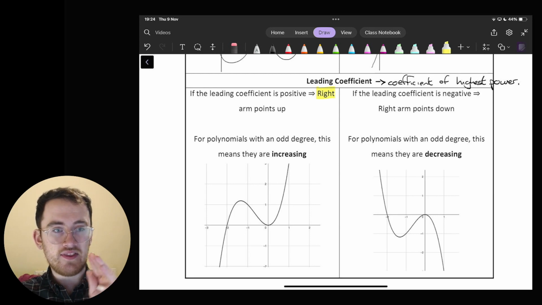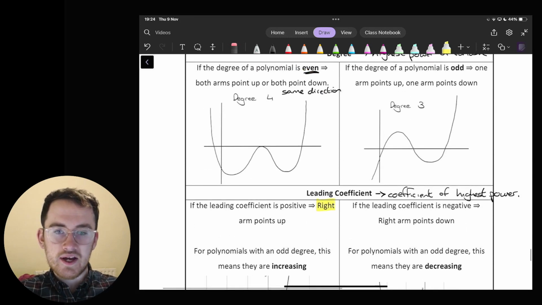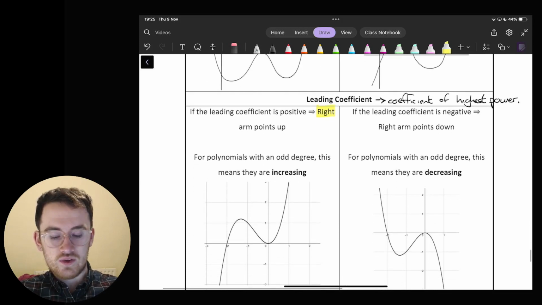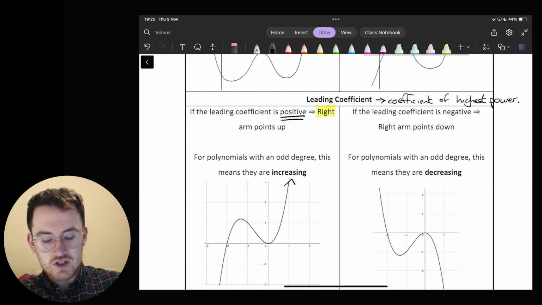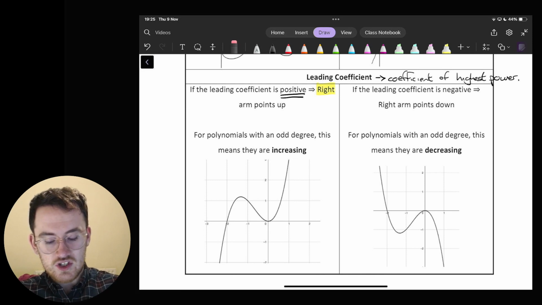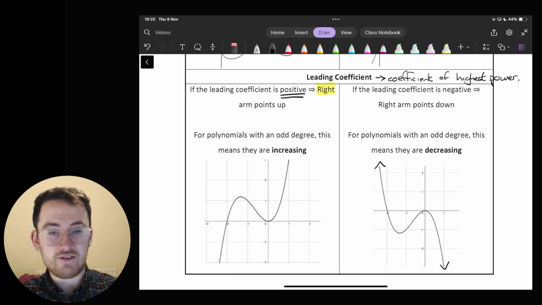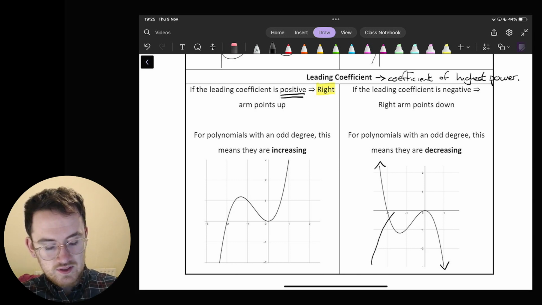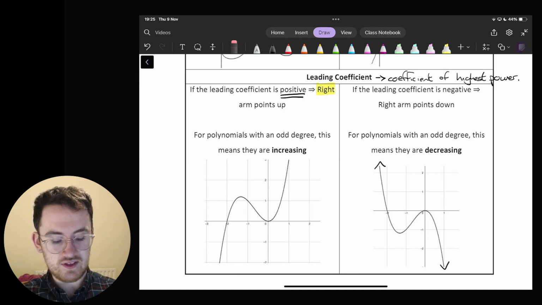So we're always looking at the end behavior, the right arm there. And then we can use the degree to surmise what's happening to the left arm. If the degree is odd and the leading coefficient is positive, then the right arm points up, and since it's odd, the left arm must point down. Similarly, if the leading coefficient is negative, then the right arm's going to point down, which if it was odd would mean that the left arm would have to point up. If we have an even degree, then both arms are pointing the same way, and in this case they might both be pointing down, for example, if the leading coefficient was negative.